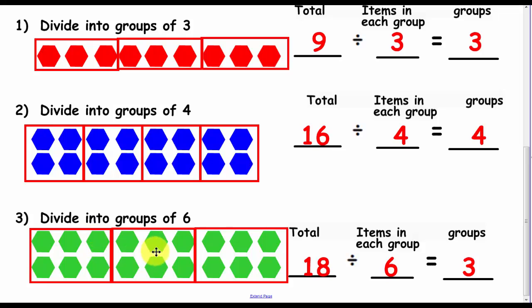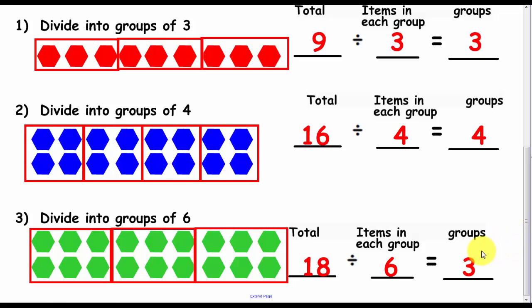Let's see what I have here. I have group 1, 2, 3, and there's 1, 2, 3, 4, 5, 6 in each group. Okay, so 18 divided by 6 is 3. But what is 3 times 6? 18. What's 18 divided by 3? 6. Okay, so hopefully that part makes sense.